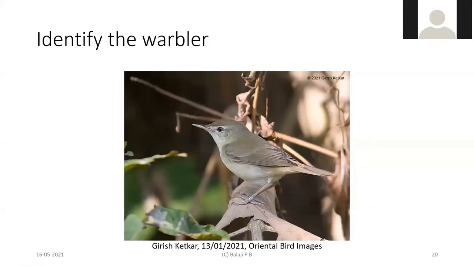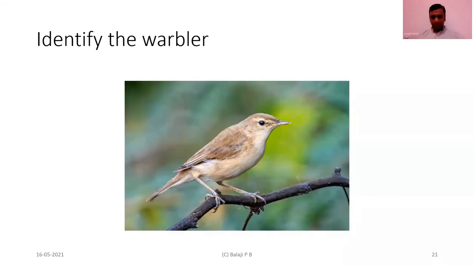So I can't purely go by the coloring. What happens is sometimes when it is under a foliage, the green leaves overhead give some kind of a color cast to the bird underneath. So you can use it as one of the pointers, but that is something that we need to be careful with, the coloring. Yeah, we'll proceed to the next individual. Identify the warbler.